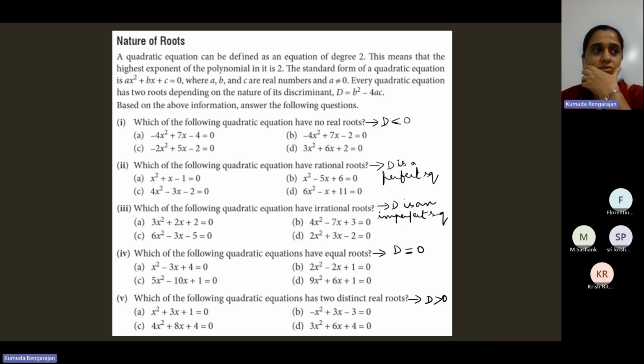Yeah, so these are the conditions. You all know this. Rational, irrational: if D is a perfect square, rational. If it's an imperfect square, it's irrational. Got the answers? Done, ma'am.